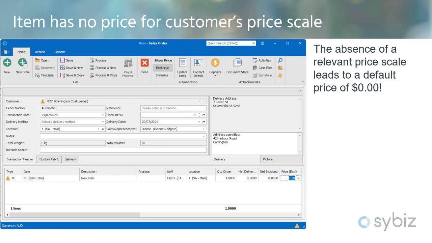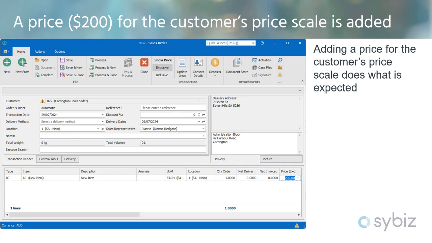This is an item that has been set up and we're selling it to a customer, and that customer has a wholesale price scale, but this particular product doesn't have a price against that price scale. So because there's no relevant price scale, the system will default to a price of 0. Obviously, you get a warning to say, hey, you're trying to sell this thing for 0. Is that really what you want to do? So you get the chance to key in a price at that level, but ideally you'd want a price in the system for every combination of customer price scale and product, to prevent the 0 default price from occurring.